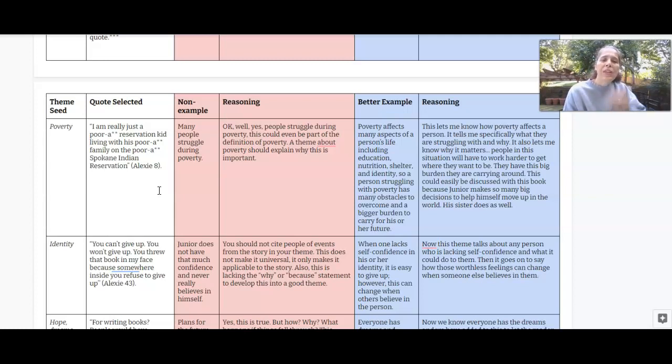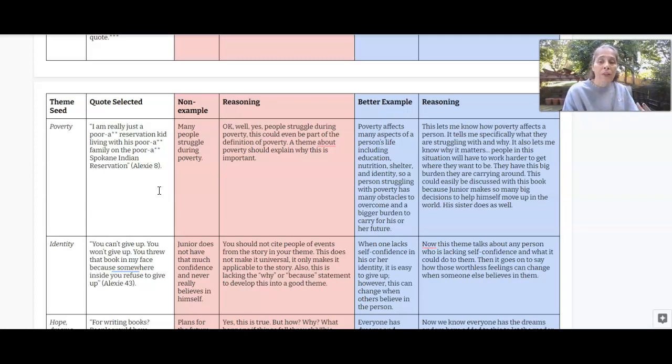So we need to write about a theme about poverty, which explains something about it and why that struggle is important. So how about, poverty affects many aspects of a person's life, including education, nutrition, shelter, and identity. So a person struggling with poverty has many obstacles to overcome and a bigger burden to carry for his or her future. Now, this lets me know how poverty affects a person. It tells me specifically what they're struggling with and why. It also lets me know why it matters.